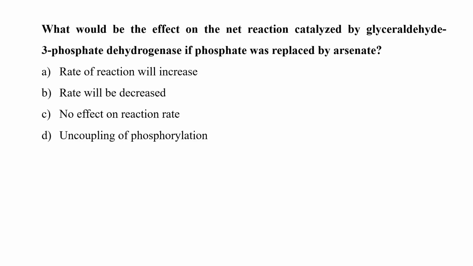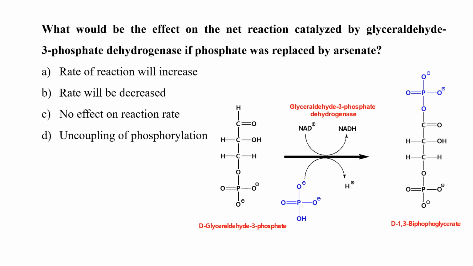What would be the effect on the net reaction catalyzed by glyceraldehyde 3-phosphate dehydrogenase, which is GAPDH, if phosphate was replaced by arsenate? Rate of the reaction will increase, rate will be decreased, no effect on reaction rate, or uncoupling of phosphorylation. The enzyme GAPDH, glyceraldehyde 3-phosphate dehydrogenase, converts glyceraldehyde 3-phosphate into 1,3-bisphosphoglycerate.